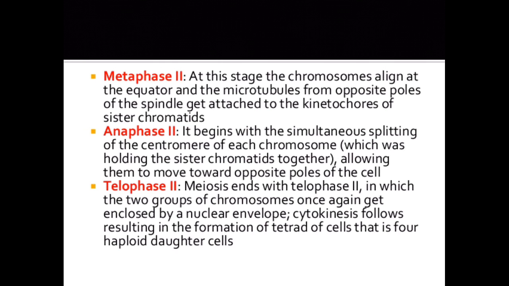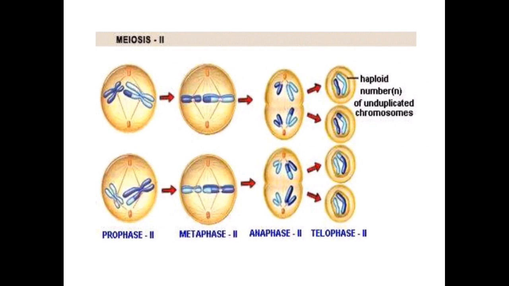Telophase 2. Meiosis ends with telophase 2, in which the two groups of chromosomes once again get enclosed by a nuclear envelope. Cytokinesis follows, resulting in the formation of a tetrad of cells, that is 4 haploid daughter cells. See the formation of 4 haploid cells. Haploid cells means the chromosome number becomes half.